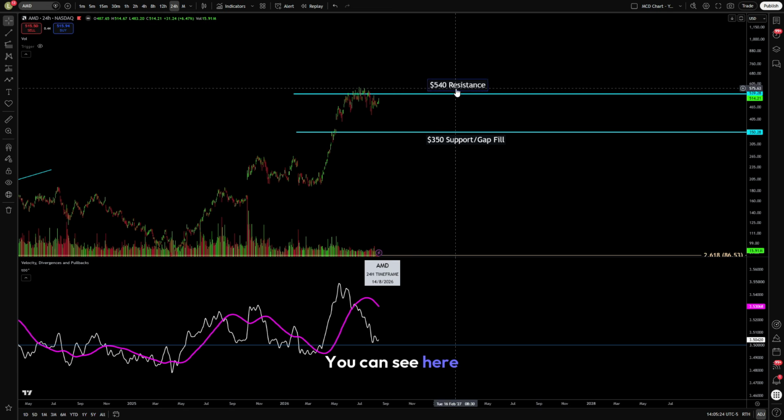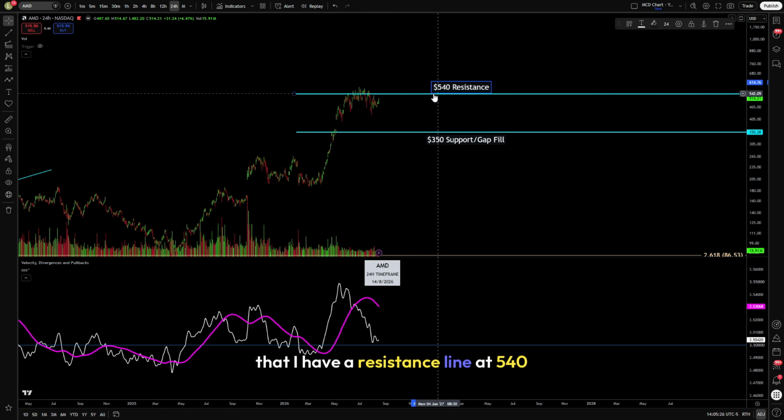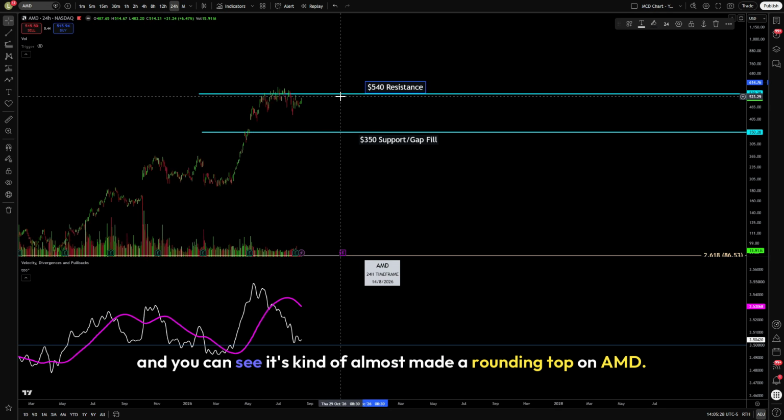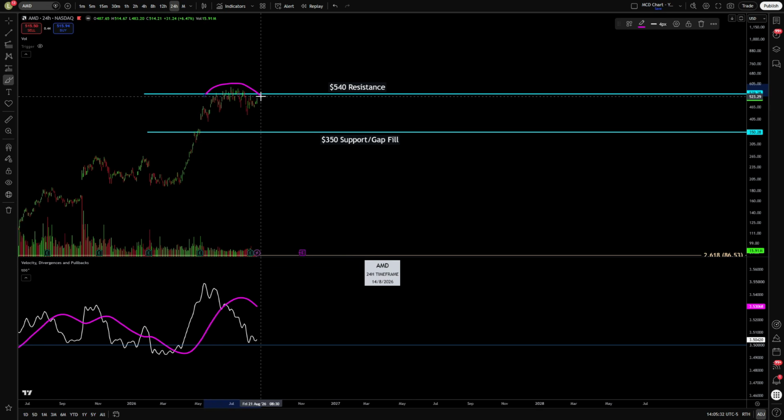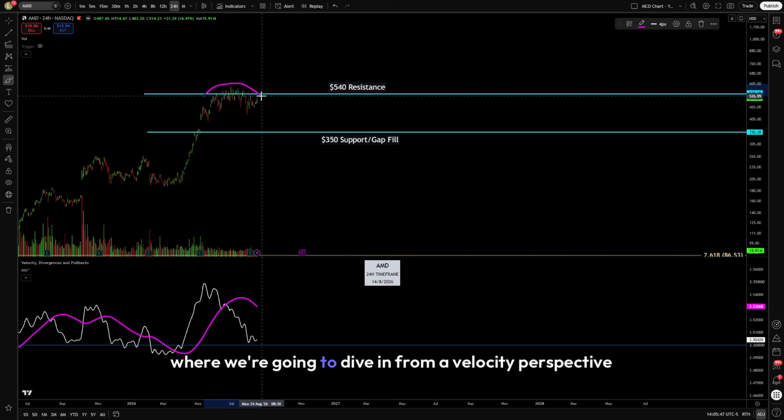You can see here that I have a resistance line at 540. And you can see it's almost made a rounding top on AMD. Again, I want to remind anyone who's looking for AMD stock analysis, this is the place where you're going to get information that you won't find on any other YouTube channel. You're going to get a very unique perspective where we dive in from a velocity perspective, and we're going to give you a technical analysis.